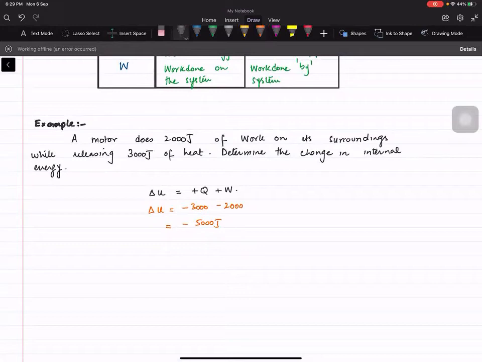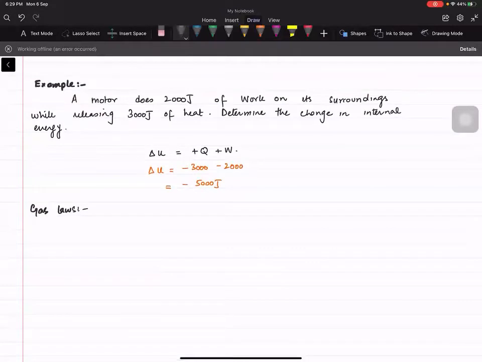Now, this is important because it can tell you a lot about gas laws. And gas laws is a particular topic that we need to be very, very careful about, because we have done the first law in O levels as well.